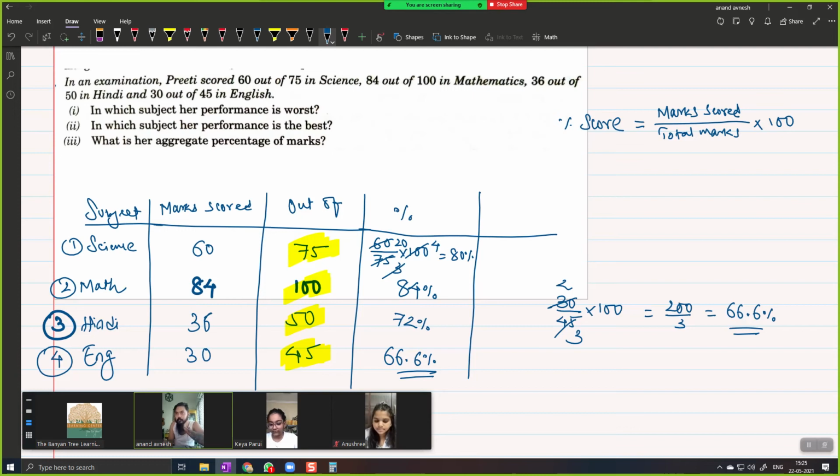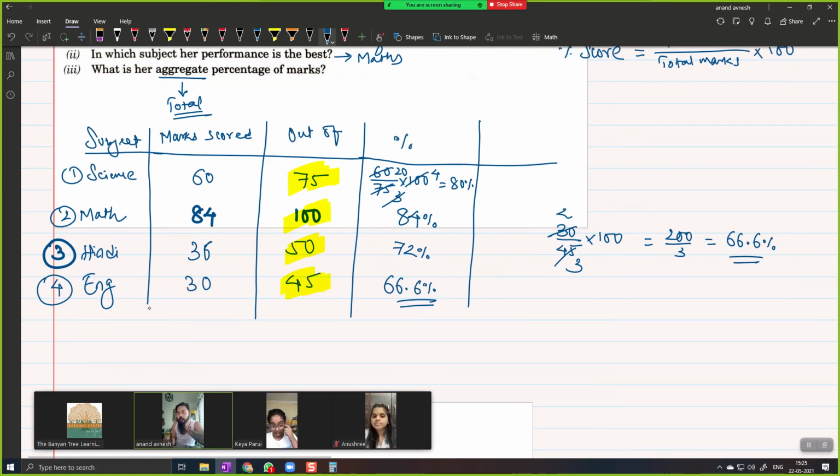Yeah. So, in which subject her performance is worst? Sir, English. And best? It's maths. And aggregate percent of marks. Aggregate means total. Okay. So total percentage, if you want to calculate, what you will do? You will find the total scored marks. Add all of them. Total marks out of, add all of them. And then find the percentage of aggregate.